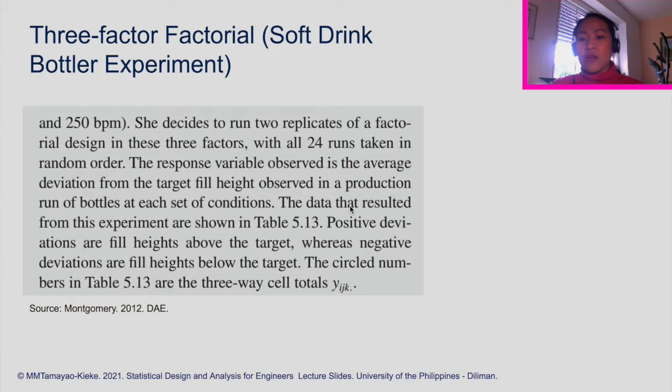Now, the data that resulted from this experiment are shown in the following table. Positive deviations are fill heights above the target, whereas negative deviations are fill heights below the target. And the circled numbers in the following table are the three-way cell totals Y_IJK.